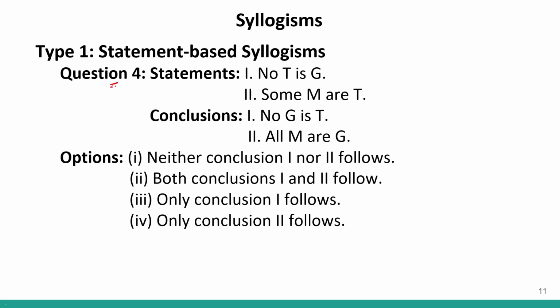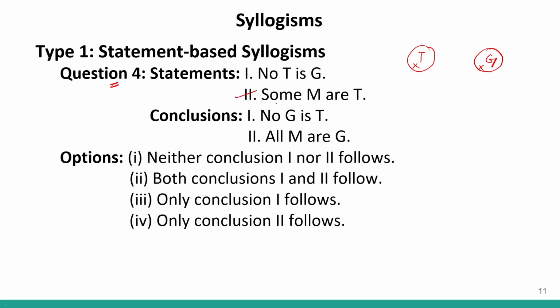Coming to question number 4. Two statements, two conclusions, four options. Let us start. Statement 1 says no T is G. That means T and G are separate entities. They will not overlap. I am drawing a small cross to denote that they will not overlap. T and G are separate entities.